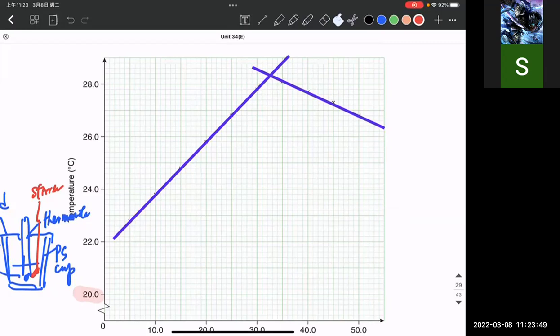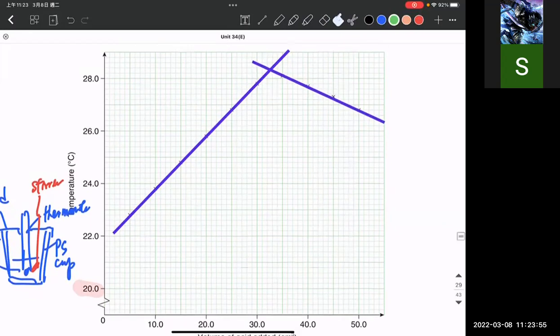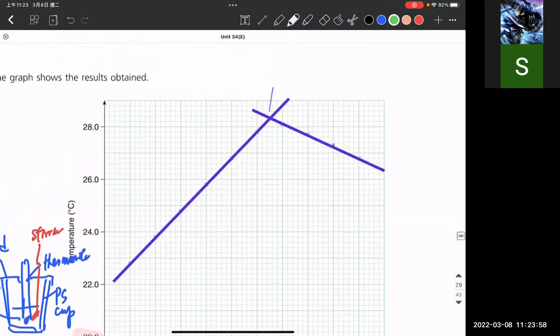It is 28.3 or 28.4, right? Because my line is already a little bit thick. It doesn't matter. 28.3 to 28.4 degrees Celsius. So this is our maximum.